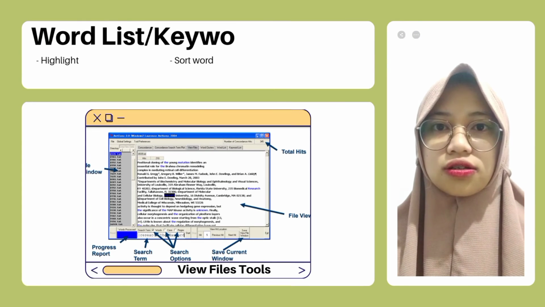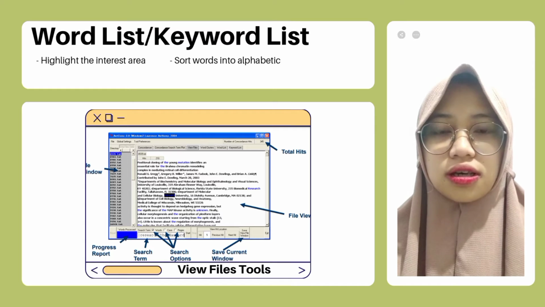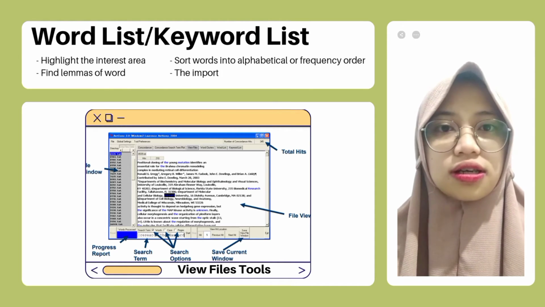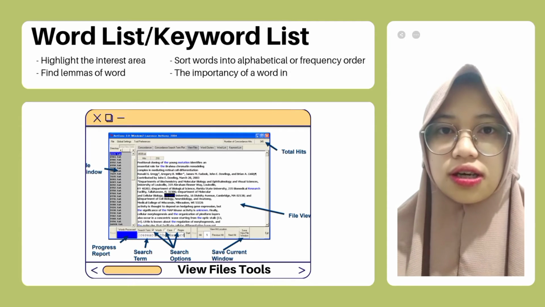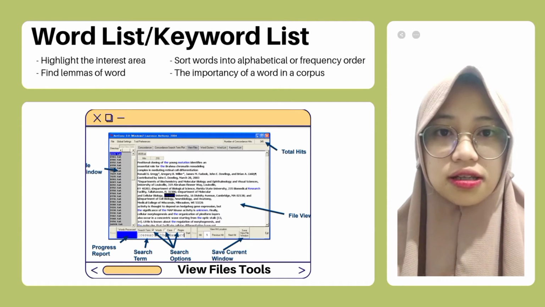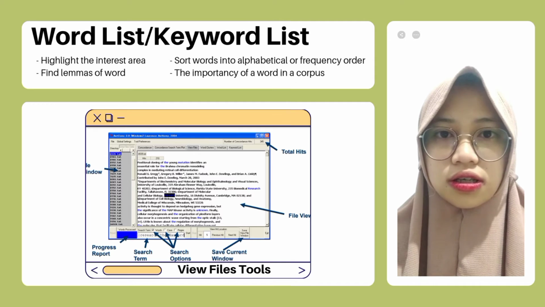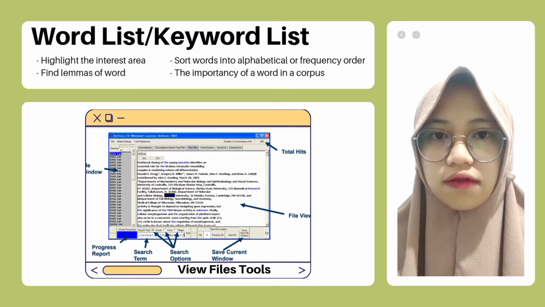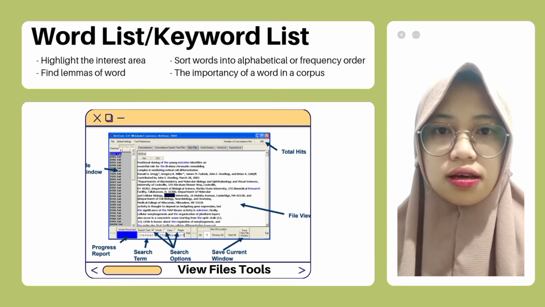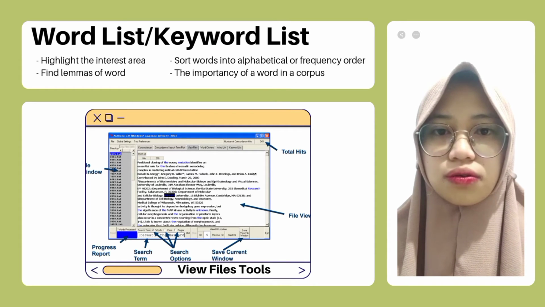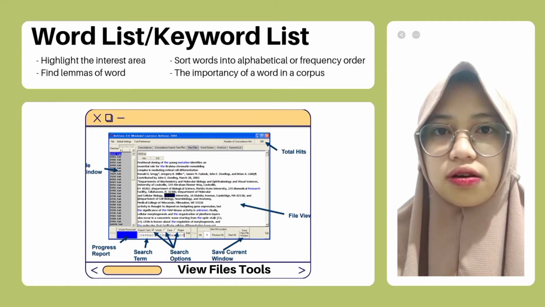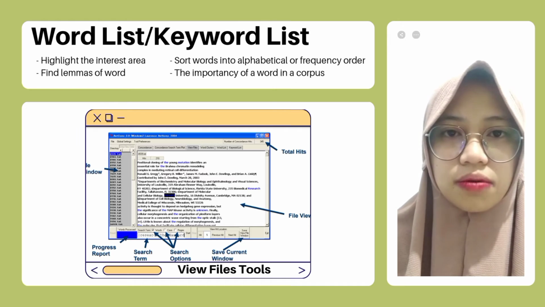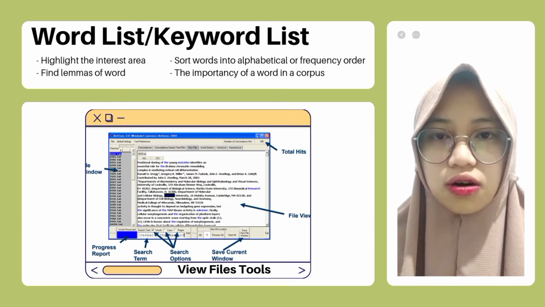Okay, so the next tools are word list and keyword list. It is listing all of the words to highlight interesting areas in a corpus and suggesting problems. Besides, the word list or keyword list tools help to find lemmas of words in a corpus of related word forms. It is also able to sort words into alphabetical or frequency order. In addition, the word lists tell about how important a word is in a corpus.